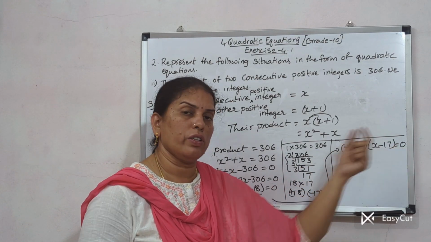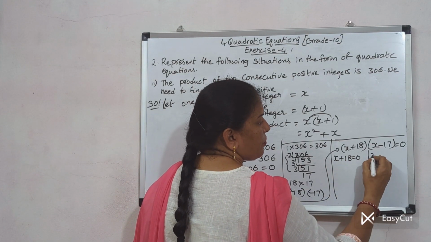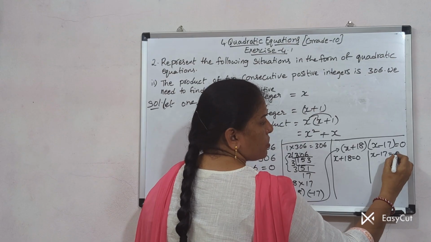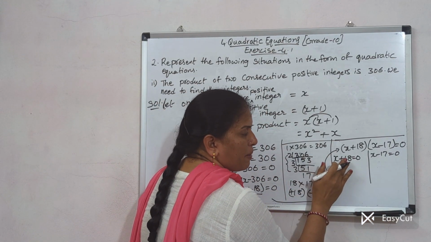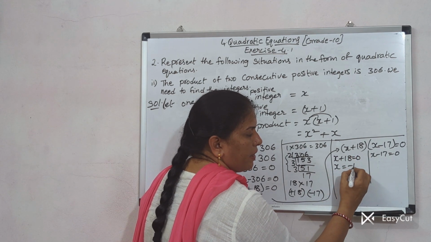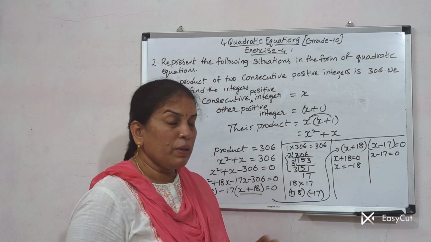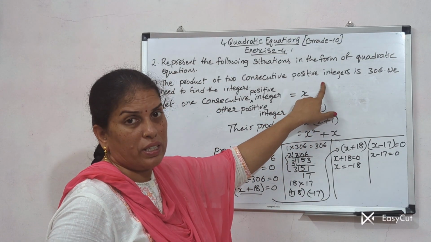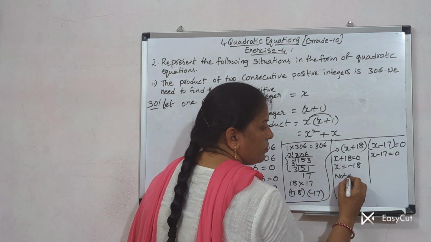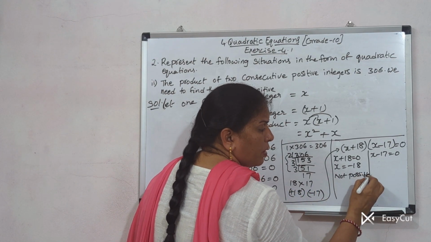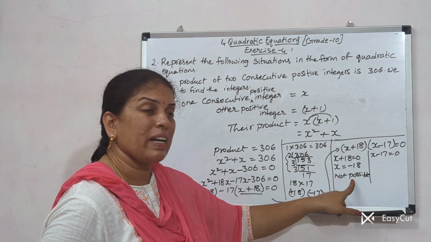Make each factor equal to 0. x plus 18 equal to 0. Another one is x minus 17 equal to 0. We want the x value, that's why I am writing. I want x. Plus 18 going to that side becomes minus 18. No need to write 0. The x value is negative. Is it possible? In the question they gave positive integers. Is this the correct answer? No. Not possible. Why is it not possible? In the question they gave positive integers, but we got negative integers, so it is not the correct answer.